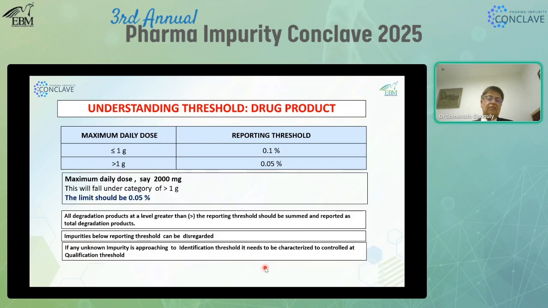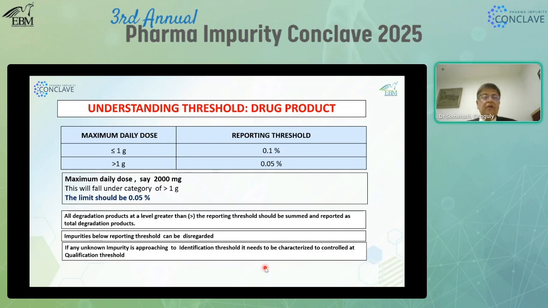Okay. Now some important parameters: the degradation product of the level greater than reporting threshold should be summed and reported as the total degradation product. Impurities below reporting threshold can be disregarded. These are all ICH Q3B. If any unknown impurity is approaching identification threshold, it needs to be characterized to control at the qualification threshold.